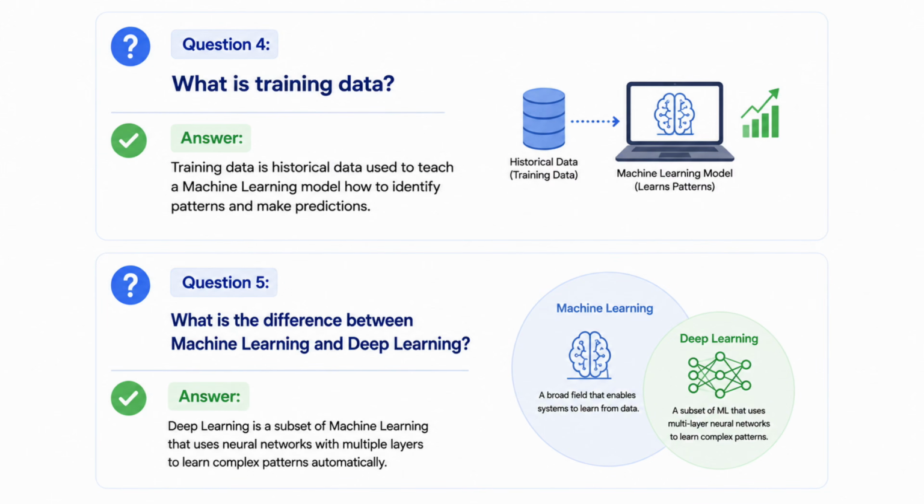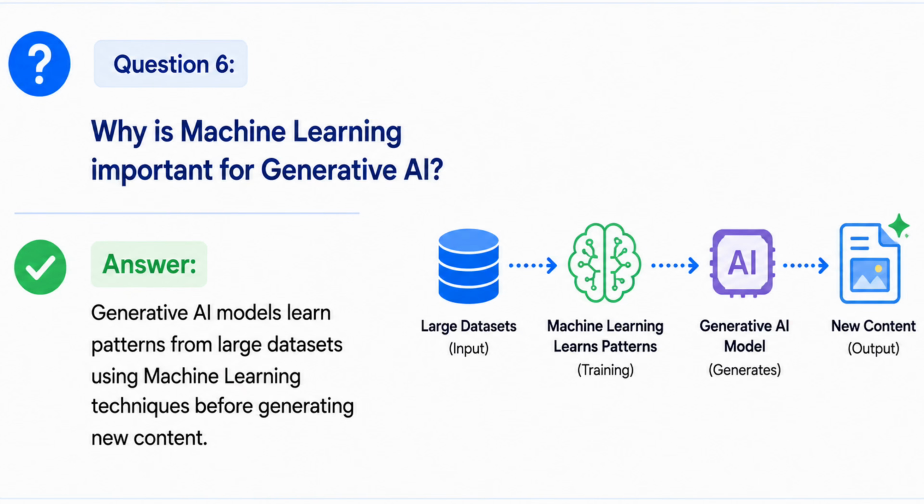Now move to question 4. What is training data? Answer. Training data is historical data used to teach a machine learning model how to identify patterns and make predictions. Now move to question 5. What is the difference between machine learning and deep learning? Answer. Deep learning is a subset of machine learning that uses neural networks with multiple layers to learn complex patterns automatically.